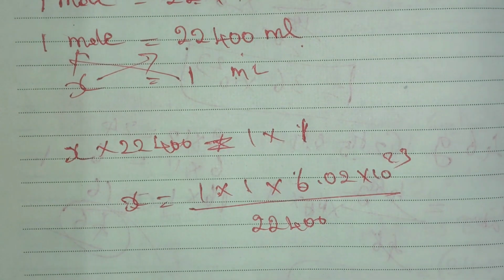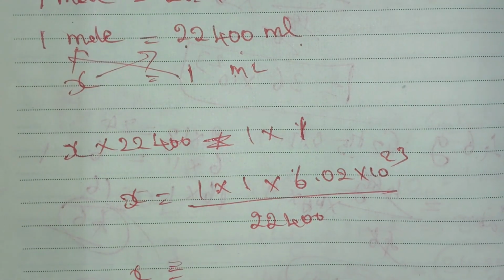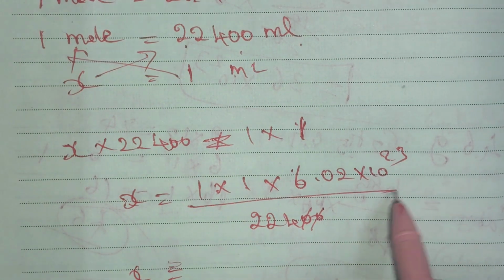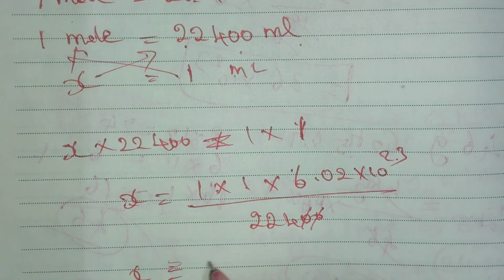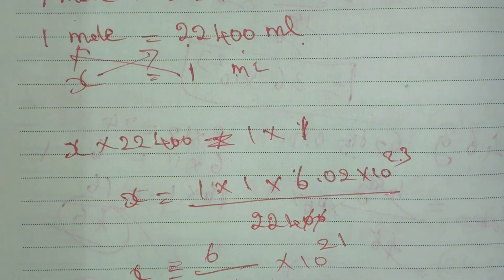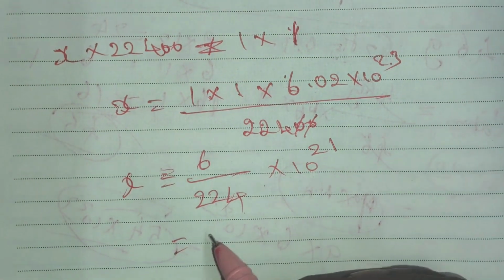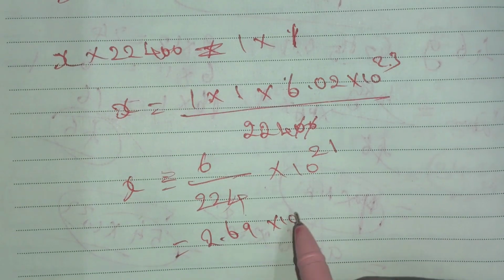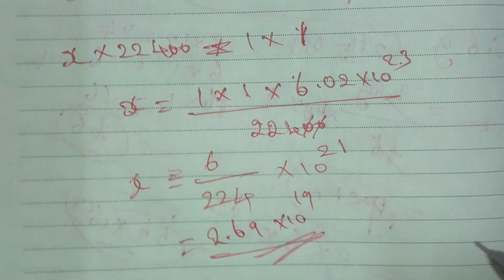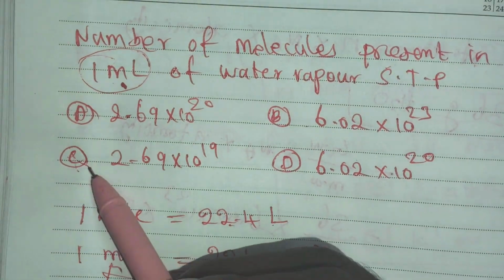Okay, so now we can solve this value. x is equal to, we solve this value, the zeros cancel out, and there is 10 to the power of 21. So 6 divided by 224 into 10 to the power of 21. So on solving, the answer we get is almost 2.69 into 10 to the power of 19. This is the answer. It is present in the options in this question. Yes, so C is the correct answer.